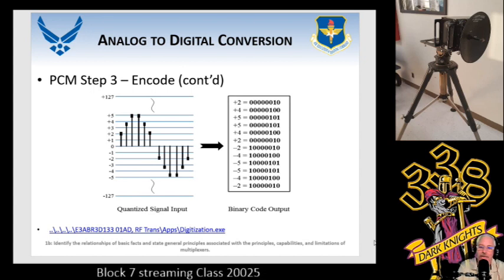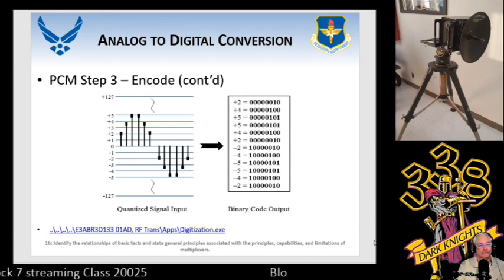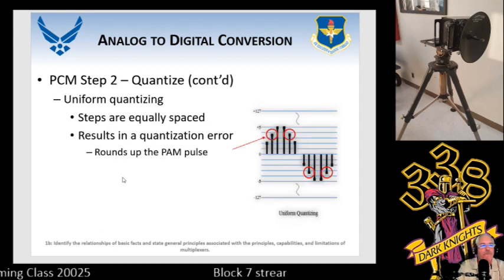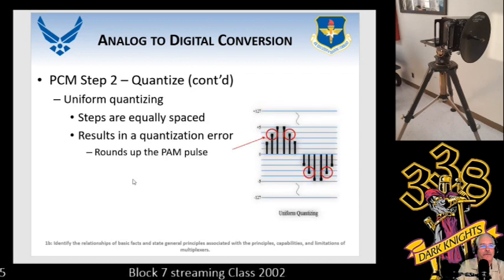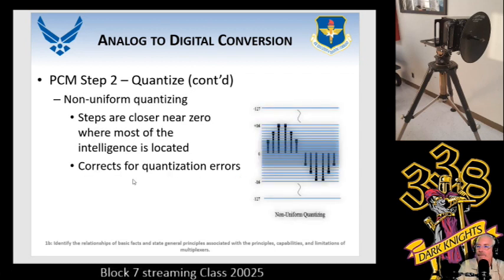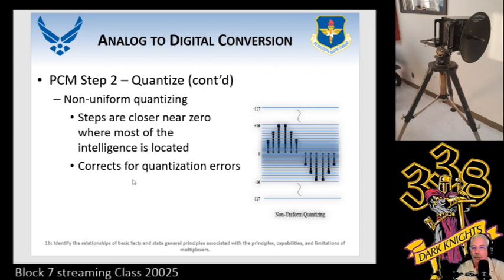Now that you're back, what corrects for quantization errors? The, whenever it would automatically, like, I don't know the exact word, but say, like, if you have something between a line, then it will, is it quantize? Is that what it is? Uniform quantizing. Okay. Non-uniform. Okay. The one way to look at what corrects for quantization errors is non-uniform quantizing.